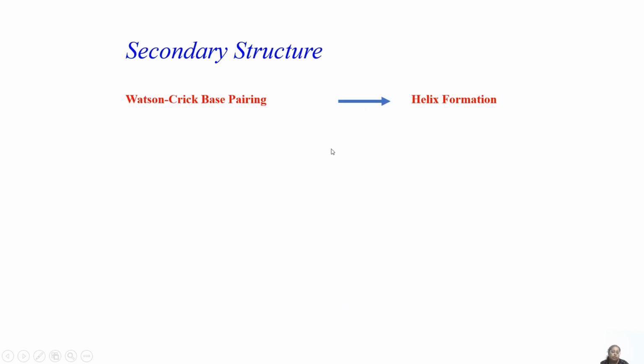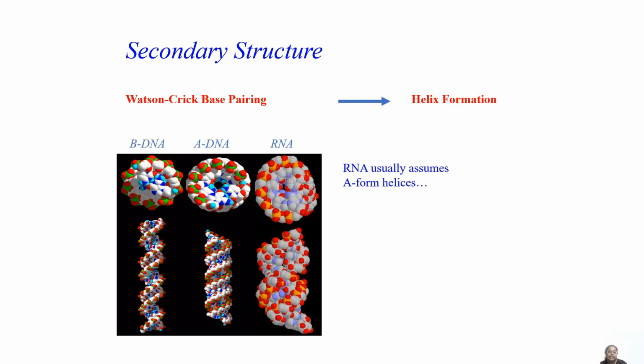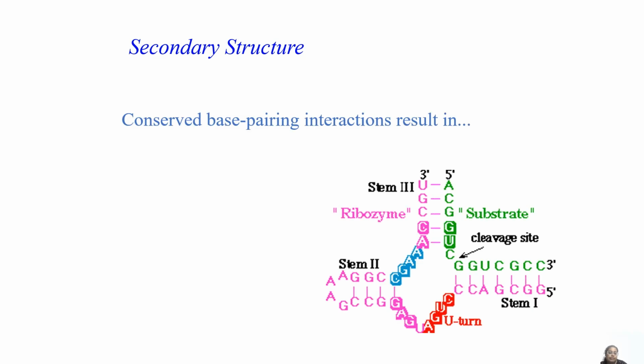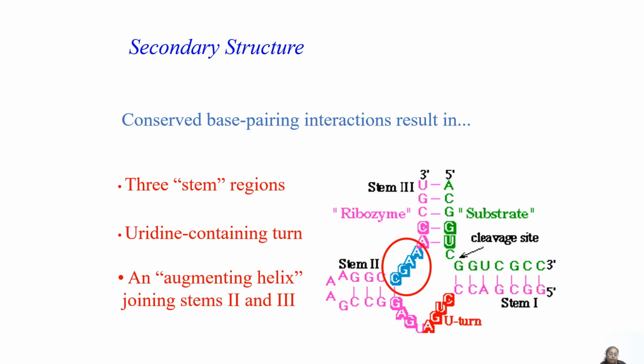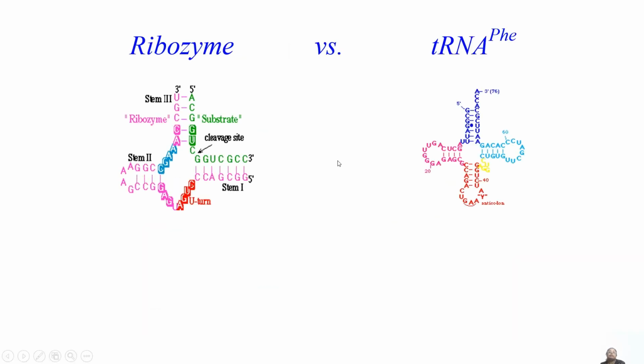Next, secondary structure. It follows the Watson-Crick base pairing, which forms the helix. RNA usually assumes A-form helices, with a small pore along the helical axis, and rungs stack obliquely to the axis. Then secondary structure: conserved base pairing interactions result in three stem regions, a uridine-containing turn, and an augmenting helix joining stems 2 and 3. Okay. So what is the difference between ribozyme and phenylalanine tRNA?